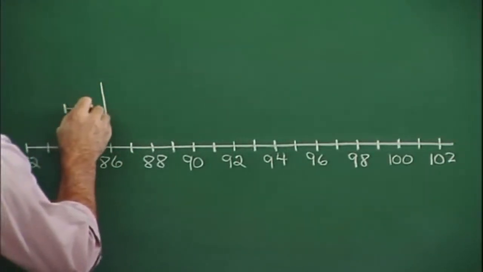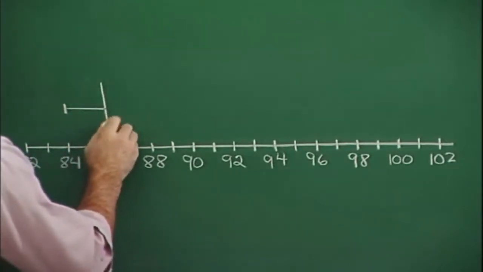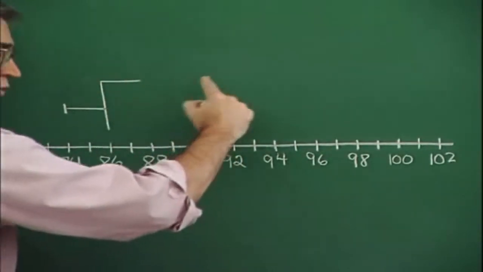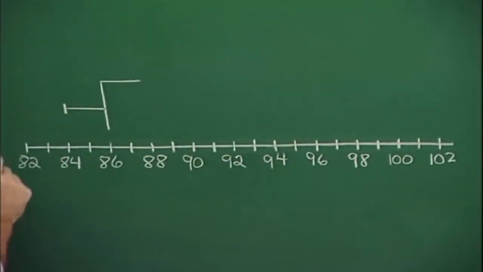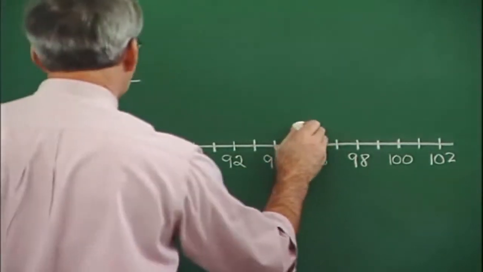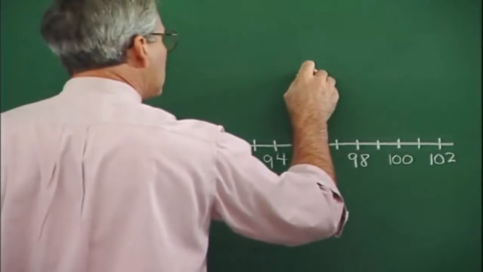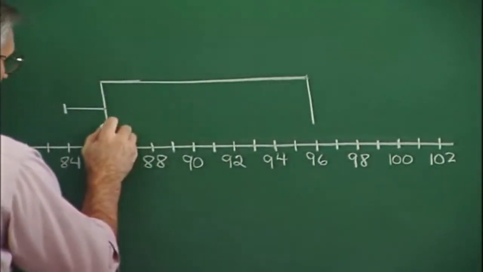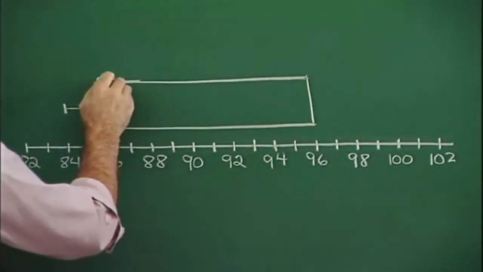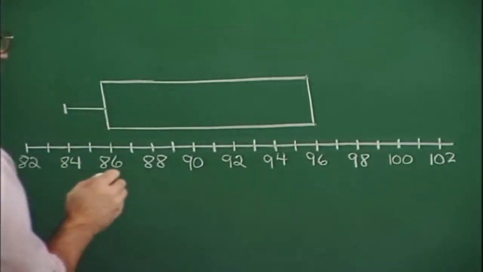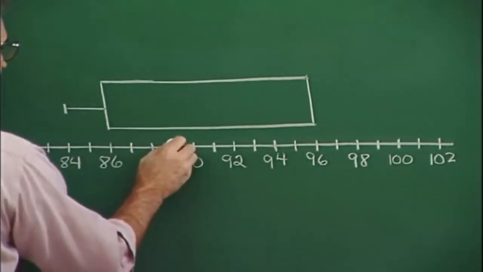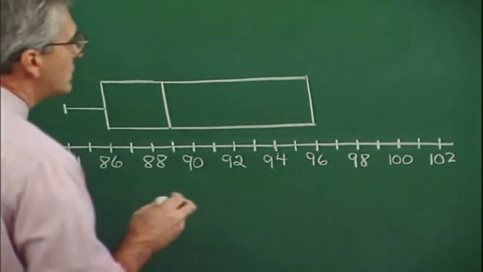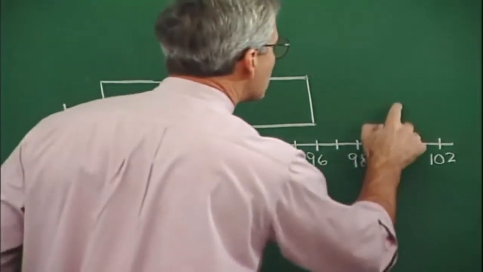So we have a whisker that goes to that position, and now the box goes out this way, and it extends all the way to the upper hinge, which was at the third quartile number, which was at 96. So here's 96. All right, so that's where we'll have a third quartile value, and it'll look something like this. And now we'll identify the median. The median was at 89, and here's 89. So there's the median. And the highest value was 100. So here's 100.